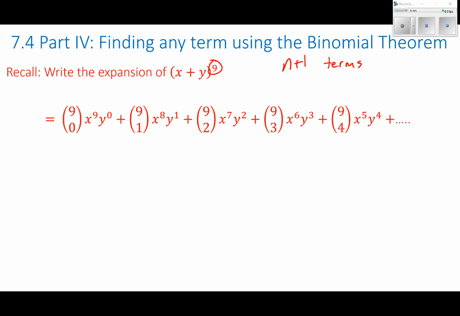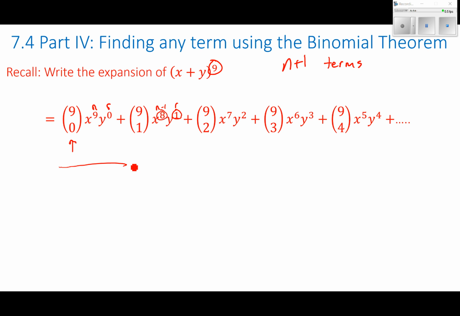So just to recall, if we were to expand this, remember our first part was the n choose r, so 9 choose 0, and this is my n, and this is my r. And then the next one, I'm going to have n minus 1, and this is my r. Those exponents are going to add up to be 9 every single time. All right, so we can keep going.